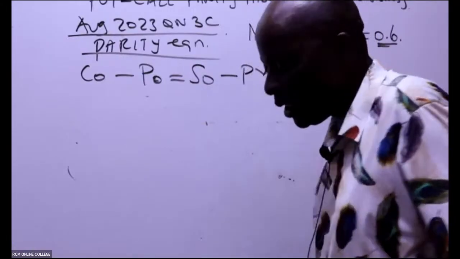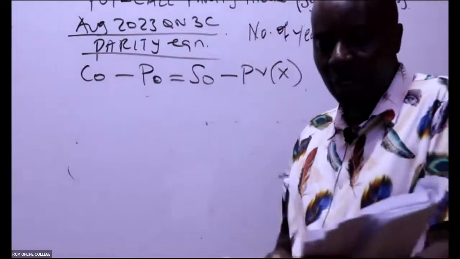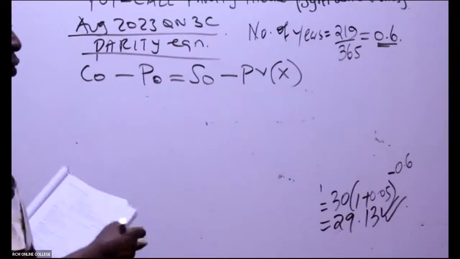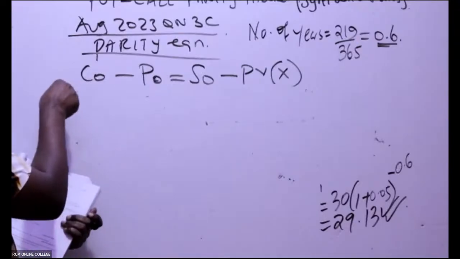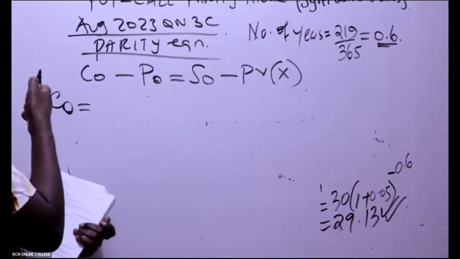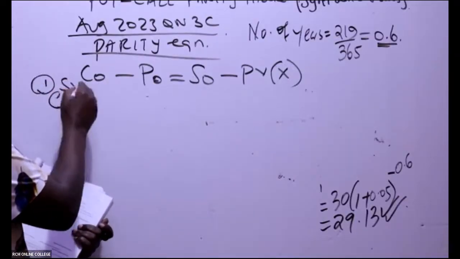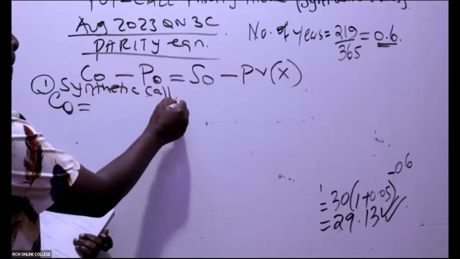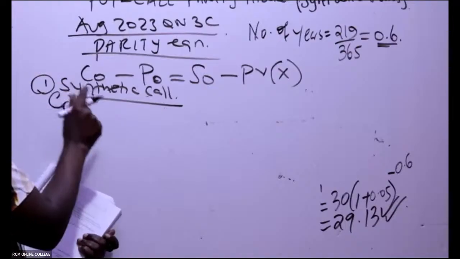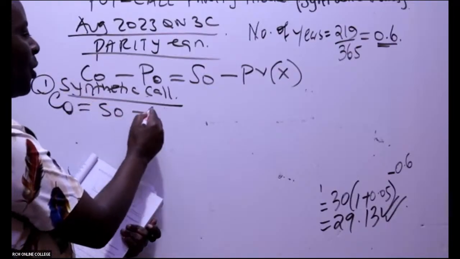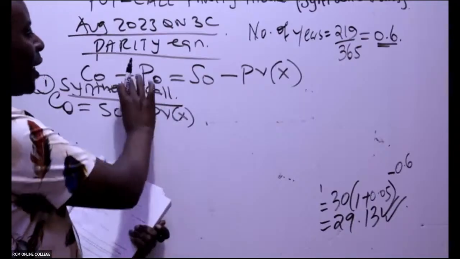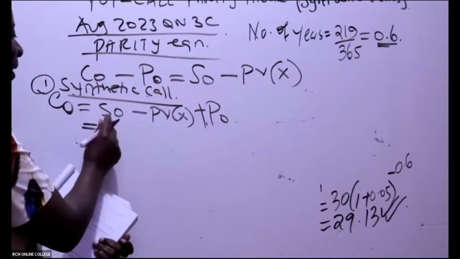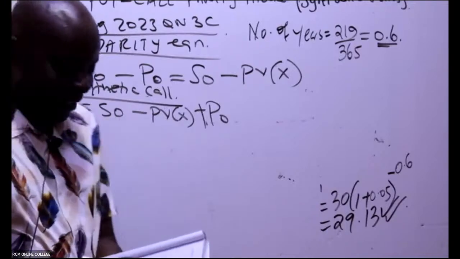The requirement, the synthetic asset value that they want us to get, first of all, in Roman 1, is the synthetic call option, the C0. And what have we said about this C0? Make C0 the subject of the formula. So number 1, synthetic call. Make C0 the subject of the formula, which will be equal to S0 minus the present value of the exercise price. This is crossing over. Now it becomes P0.